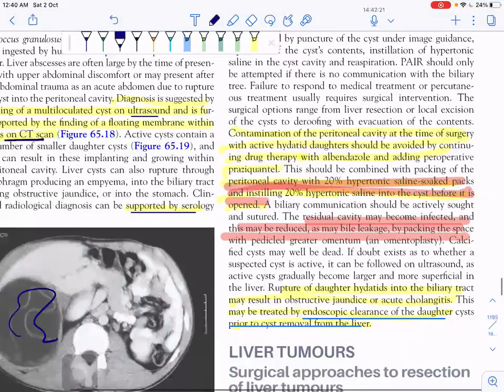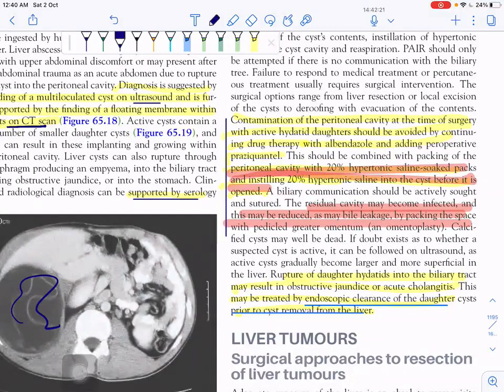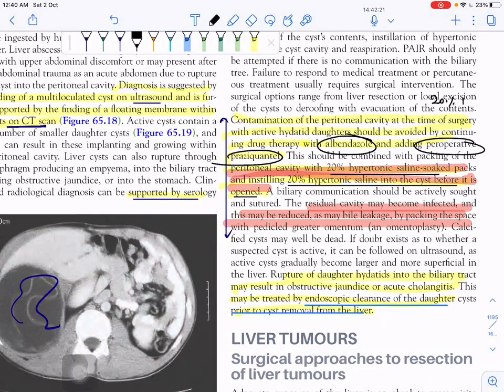The important point is, this is a very new point actually. Contamination of the peritoneal cavity at the time of surgery with active hydatid fluid should be avoided by continuing drug therapy with albendazole and adding preoperative praziquantel. So you should avoid the contamination of the fluids by giving continuous albendazole, continuous drug therapy, and adding preoperative praziquantel. This should be combined with packing of the peritoneal cavity with 20% hypertonic saline soaked packs, and instilling 20% hypertonic saline into the cyst before it is opened.